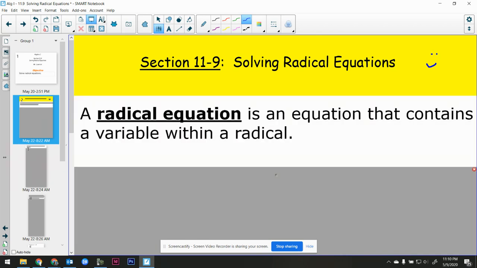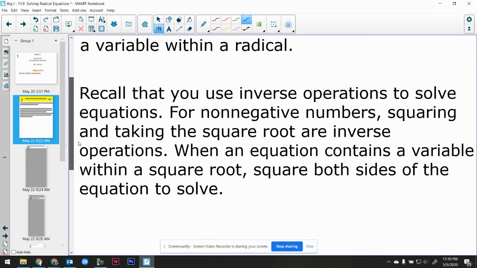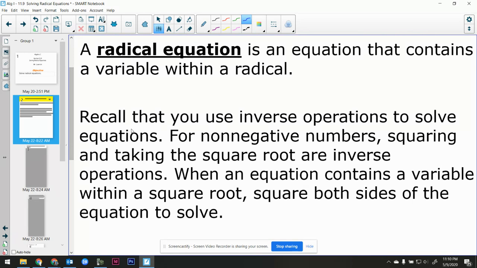Now, a radical equation is basically an equation that contains a radical. It's a silly definition, but that's what it is. It's two sides of an equation that contains a radical sign. No matter in what way, shape, or form, it has a radical sign in it. Now, what undoes a radical sign?